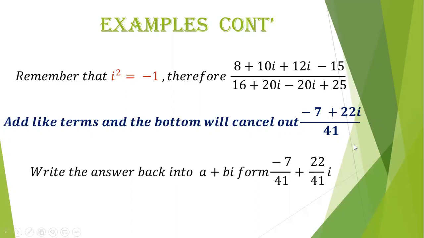Now let's simplify this in the form of a complex number. Let's write it in the form a plus bi, where we have a real part and an imaginary part. So minus 7 divided by 41 plus 22i divided by 41. And this is our complex number, written with a real part and an imaginary part.